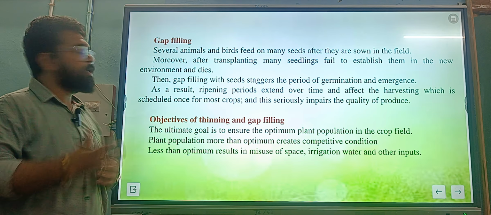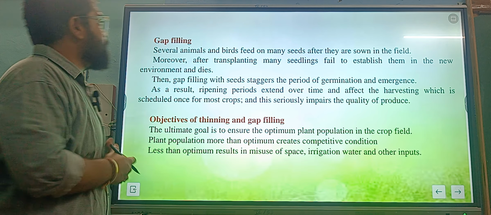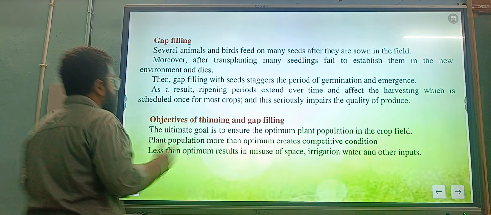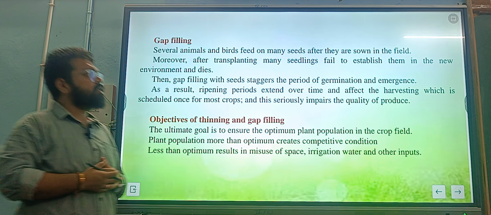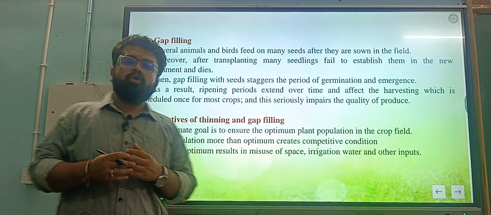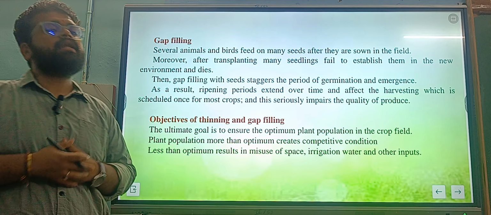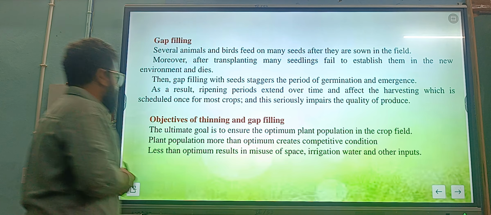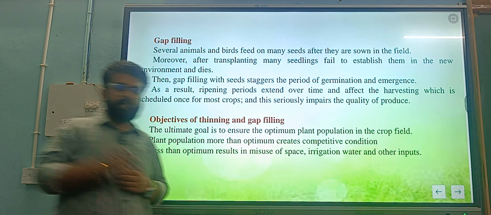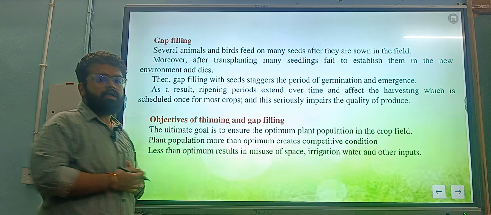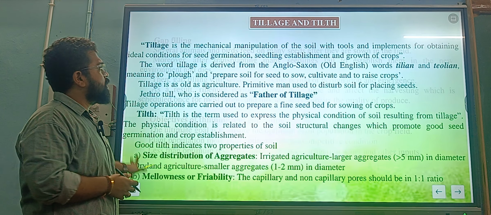And the next operation is gap filling. Several animals and birds feed on many seeds after they are sown. So in order to overcome that gap between the lines, you have to gap fill the places where seeds are absent, and you have to get an optimum plant stand.